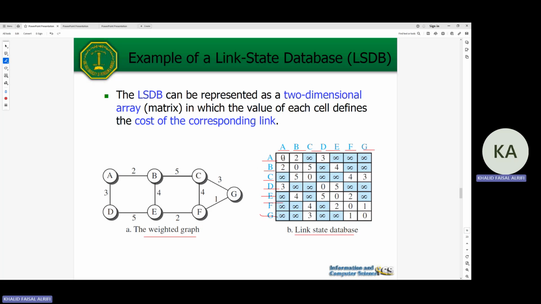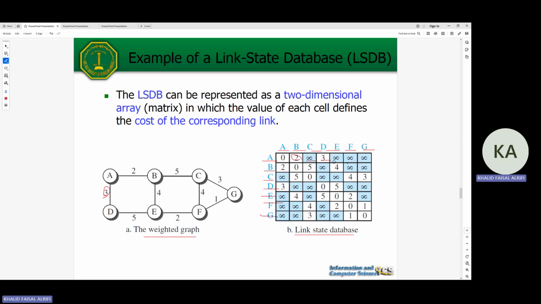So from A to A, it's 0, of course. From A to B is 2. Then you will say from A to C. Oh, I can't see it anyway, so it will be infinity. Then from A to D, it's directly connected, so I know it's 3. So I put 3. Then the rest are indirectly connected, so you will put infinity in this case.